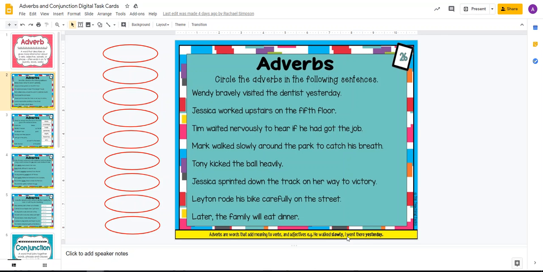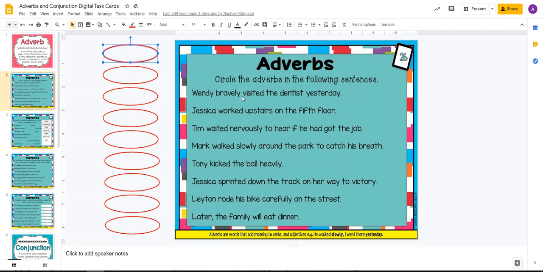Or here's this sentence, I went there yesterday. So went is the verb, the action, but this is the place and the time. So it's a little bit more description of where. Okay, so what you're going to do is take one of these circles and circle the adverb.